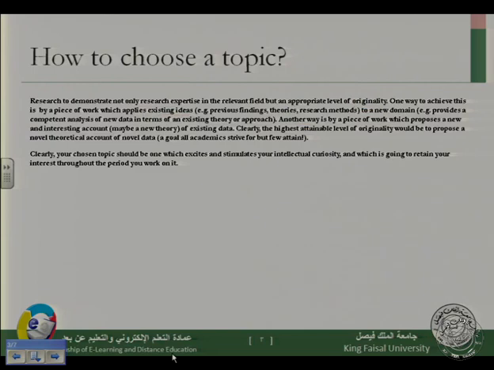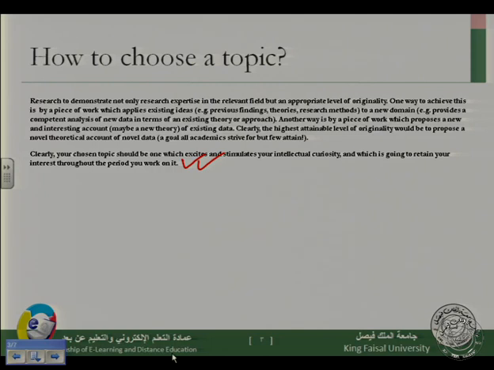Clearly, your chosen topic should be one which excites and stimulates your intellectual curiosity and which is going to retain your interest throughout the period you work on it. This is very, very important. It should be interesting to you. It should excite you throughout your research.